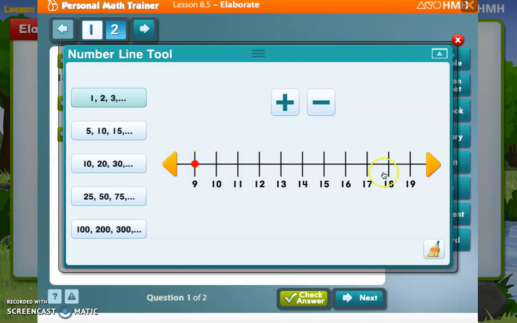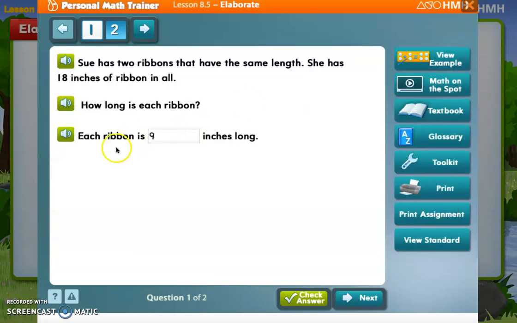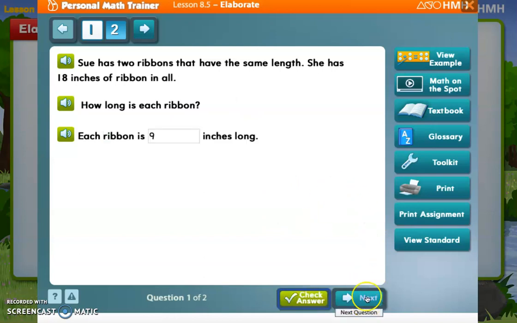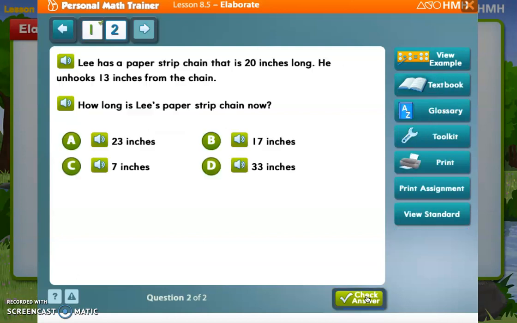And it's not letting me add another dot in there, but it would end on 18, right? So therefore, we know that each ribbon is 9 inches long. Great work! And if you have to draw a number line for yourself, if you're doing your math homework on Think Central, then definitely do that. It's definitely going to help you out.